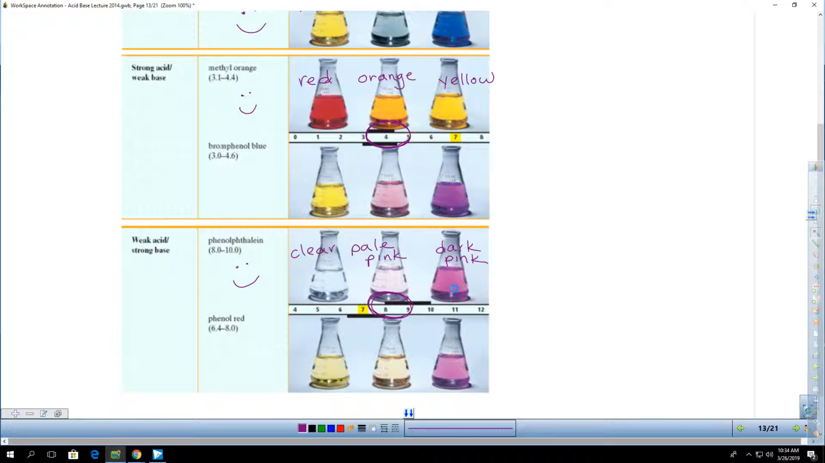We're going to use a couple of these indicators in the lab, and they'll help you to visualize when to stop the titration. We want to stop the titration in the correct pH range, depending on what type of acid and base we're using, and these indicators should then turn colors at that appropriate pH range.